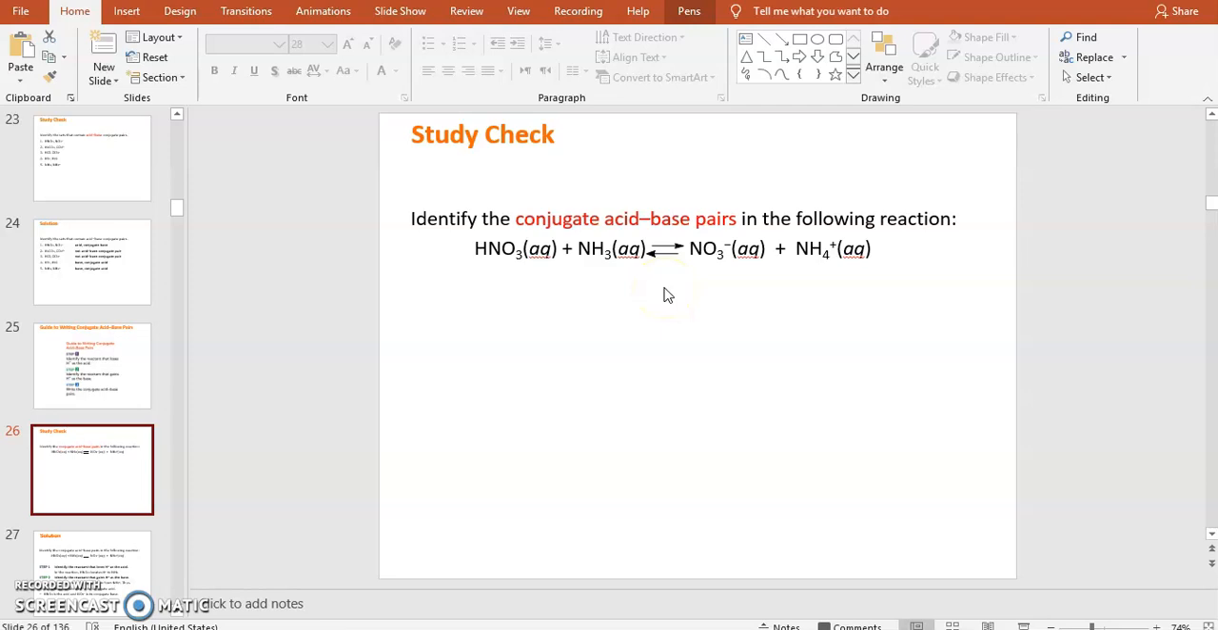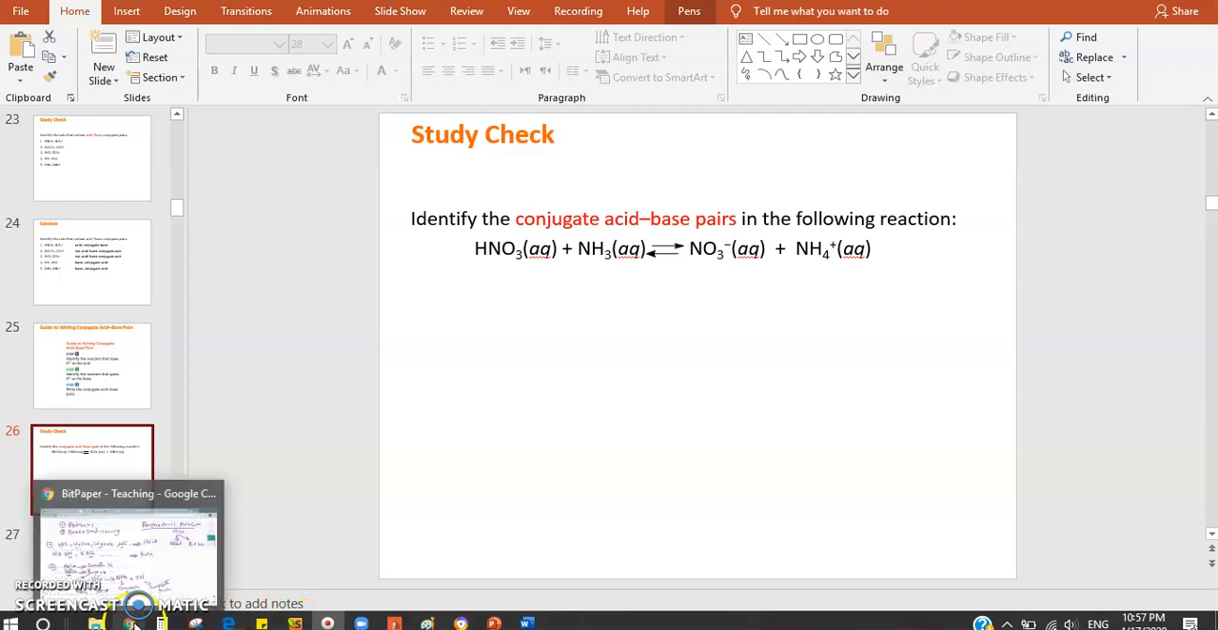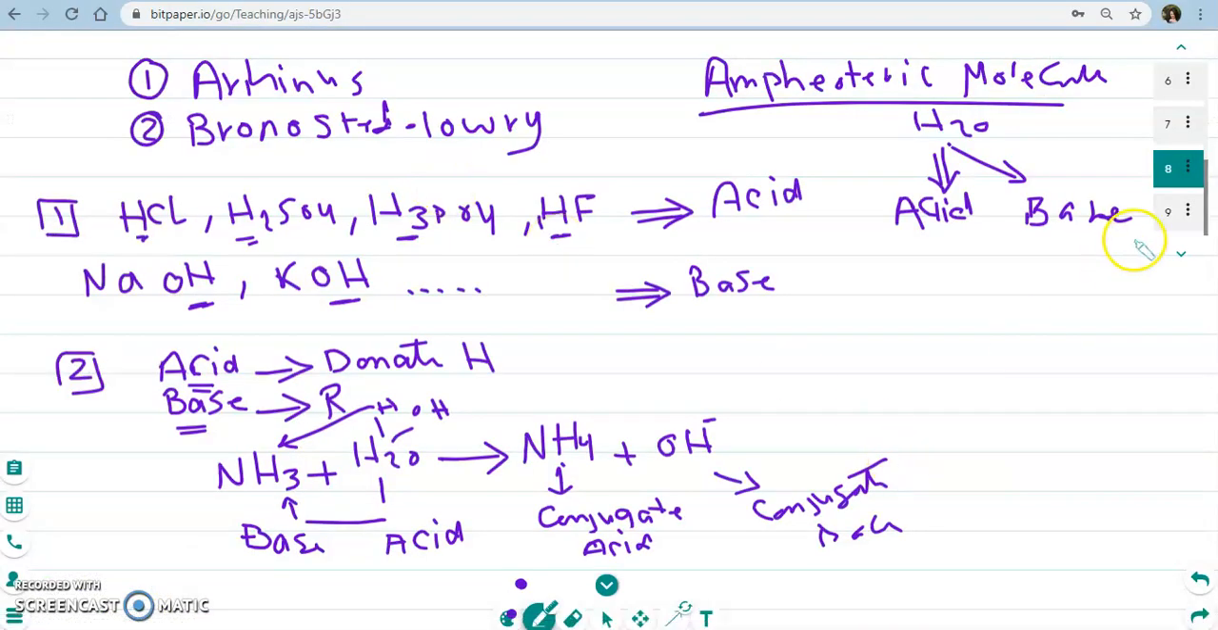Again, you can do it either way. So you can look here, who has most of the hydrogen, and then this will be the conjugate acid and this will be the conjugate base. Or you basically can do it in another way.